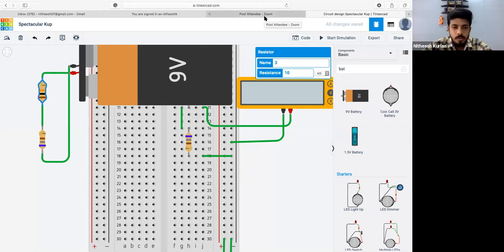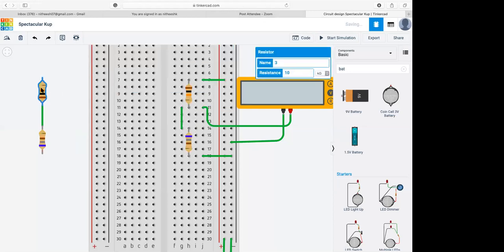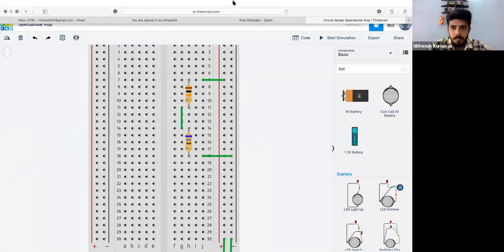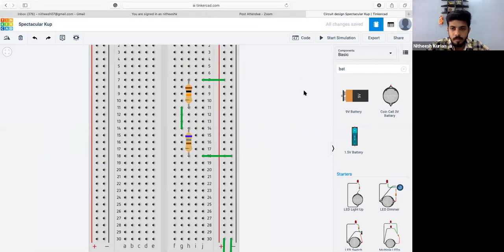Anybody got the answer? What is the voltage across 10 kilo ohm? Anybody got the answer? Voltage across 10 kilo ohm and voltage across 680 ohm. 3.64 volt.